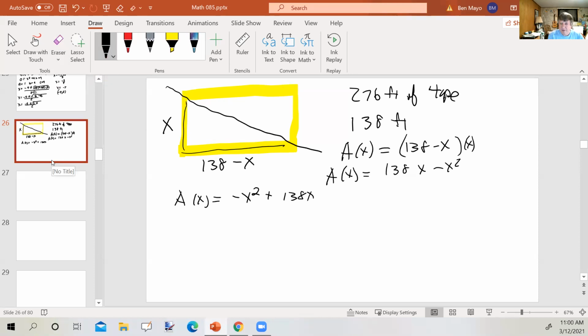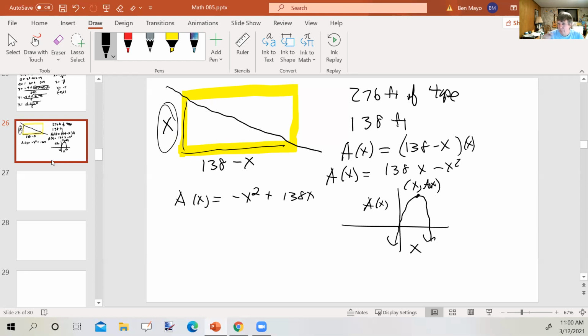Okay, now this is a second degree equation. It's a parabola. It has a negative leading coefficient, so it opens downward. So if we were to graph this thing, it would look something like this, okay? This is the x-axis, this is the A of x axis. They wanted us to find the dimensions that would produce the maximum area and also find the maximum area. Well, the vertex would be made up of x comma A of x values, x and y if you will. The y value would be the maximum area. The x value would be this length or width that would produce the maximum area. Well, it seems to me we need to find the vertex.